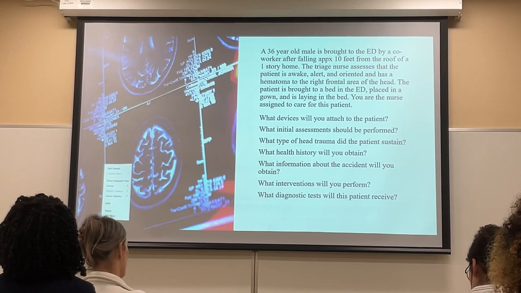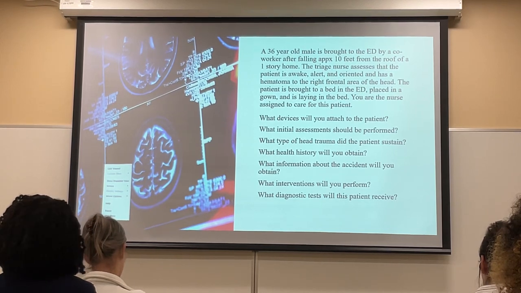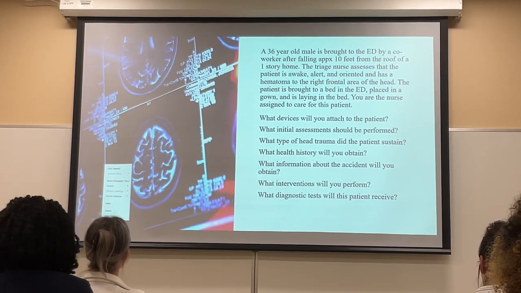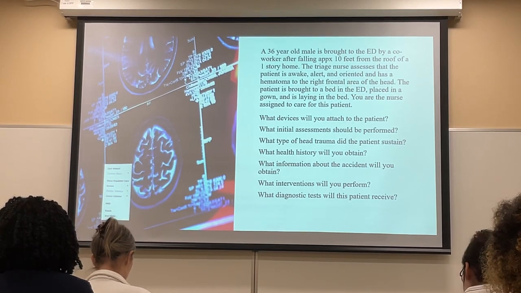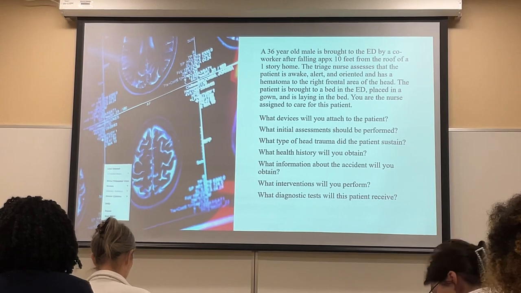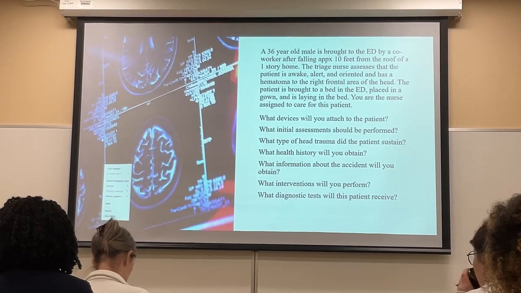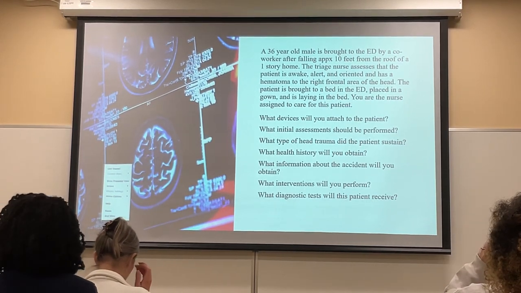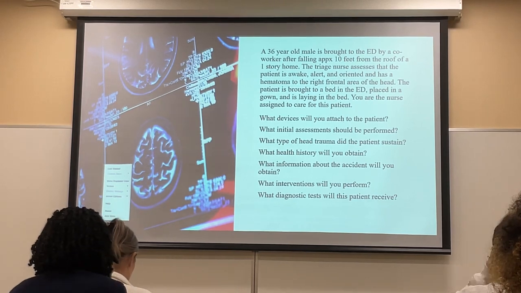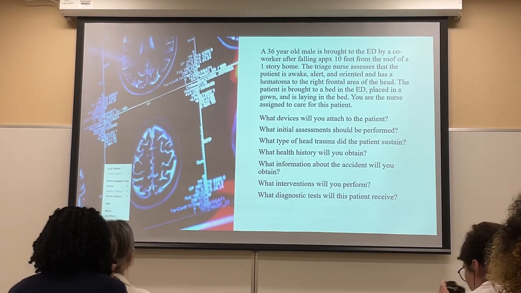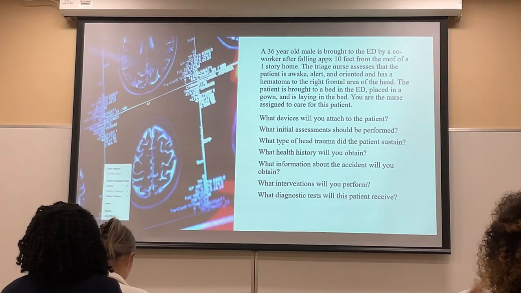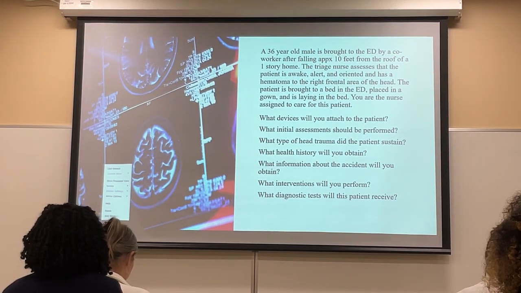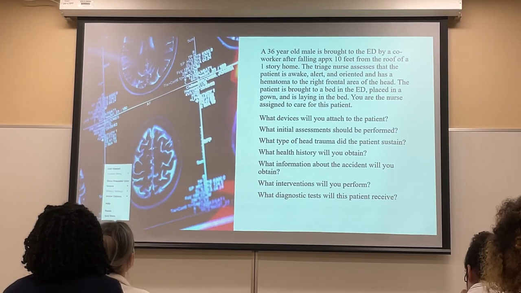Social history. What consists of a social history? Do they drink alcohol? Occasionally, but not on a daily basis, and was not drinking today. What else? Drugs. Do they do drugs? This guy, occasional marijuana, okay, but not today. Caffeine intake? Sure. Any other drugs? Any other drugs, exactly. Not just marijuana.